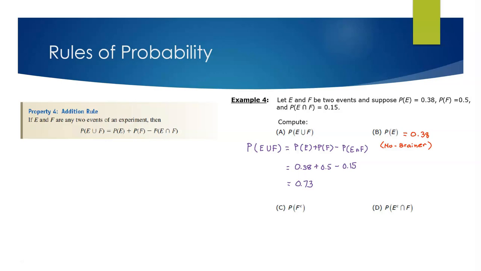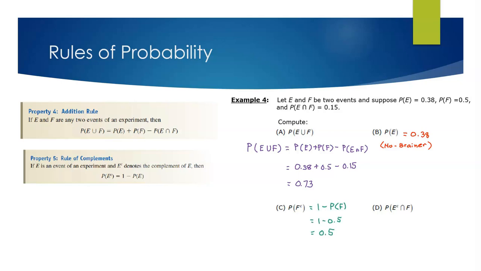The probability of not F, well, there's another rule that basically says a complement. Since we know all probabilities for an event have to total 1, then if I'm doing the probability of a complement of an event, I could say it's just going to be 1 minus the probability of the event occurring. So here I would do 1 minus the probability of F, which is 1 minus 0.5, which is 0.5.